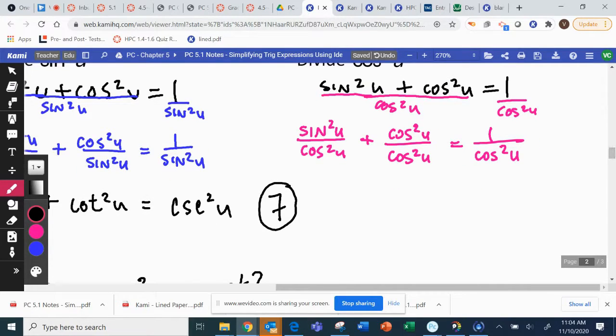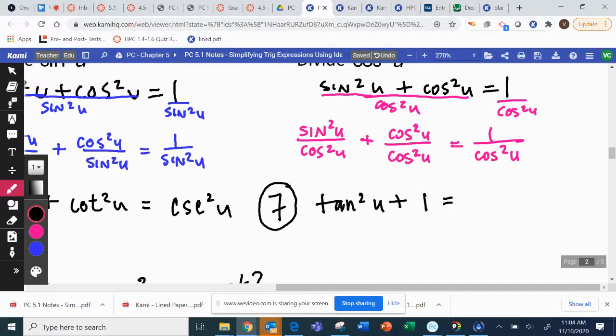And then I'm going to use the identities from the first page to write new identities. Bell, can you help me find what sine squared u over cosine squared u could be replaced with? Good. Tangent squared u. Connor, can you help me with cosine squared u over cosine squared u? So what would be here? A 1, right.